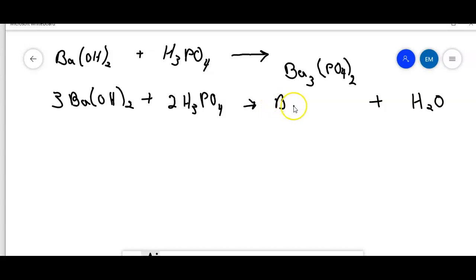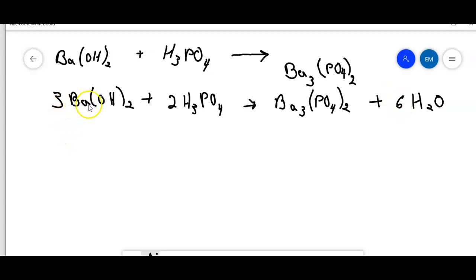So it's going to be Ba3(PO4)2. Now we have to put something together for over here. How many do you have? Well, you have 2 hydroxides on each barium hydroxide unit, and you've got 3 of those units in the equation. So that's 3 times 2 oxygens. So that's going to be 6 water molecules total.